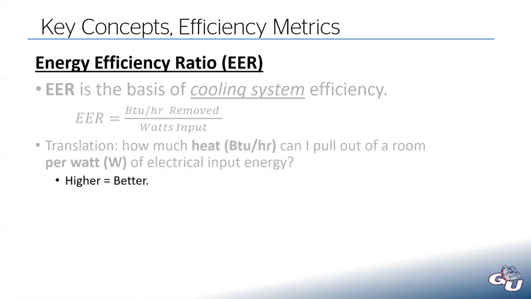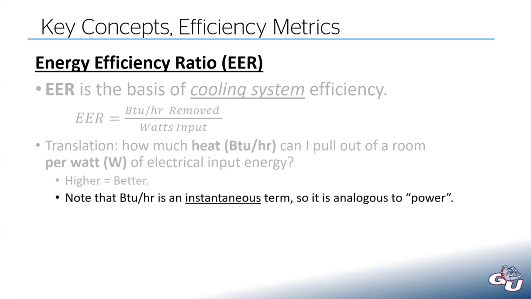Generally, higher is better. If I can pull more heat for the same wattage, that would be a higher efficiency, a higher EER. Or if I can pull the same heat for less wattage, that would be a higher EER as well. And note that BTU per hour is an instantaneous term, so that would be analogous to power, because that's BTUs per hour.